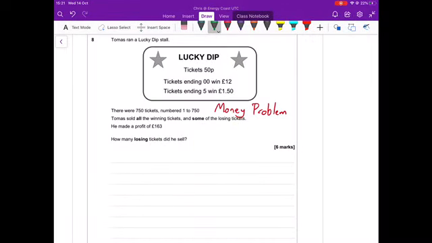Here's a money problem. Okay, so Thomas ran a Lucky Dip store and it gives us the rules here. So 50p to play. Any ticket ending in 00 wins £12. Any ticket ending in 5 wins £1.50. Bit more info. So there's 750 tickets in total. He sold all the winning tickets and some of the losing tickets. And then he made a profit of 163.